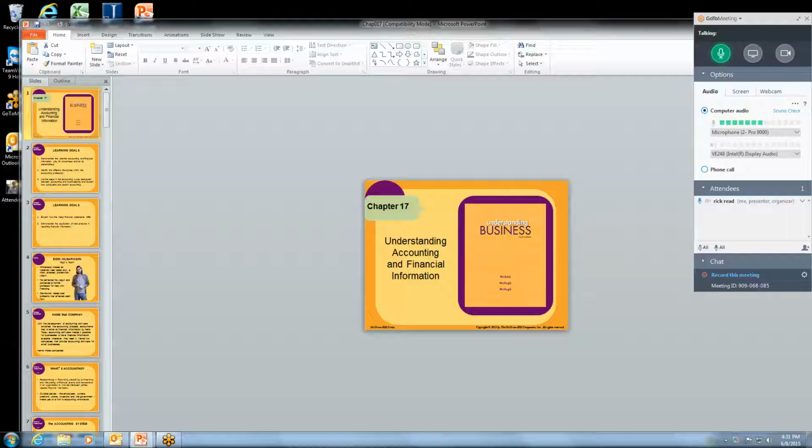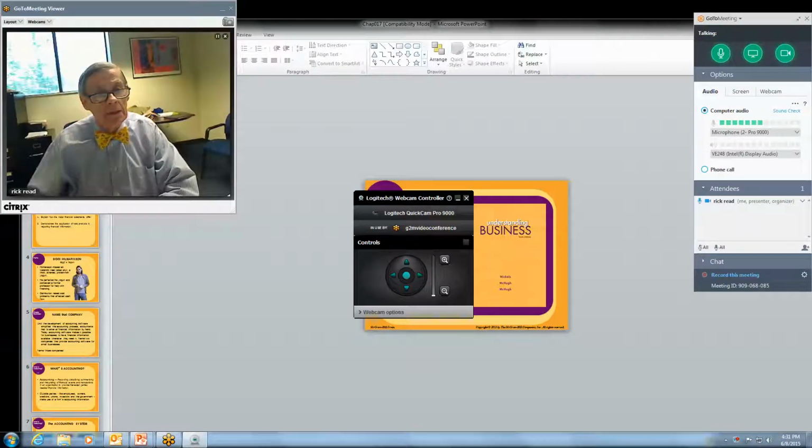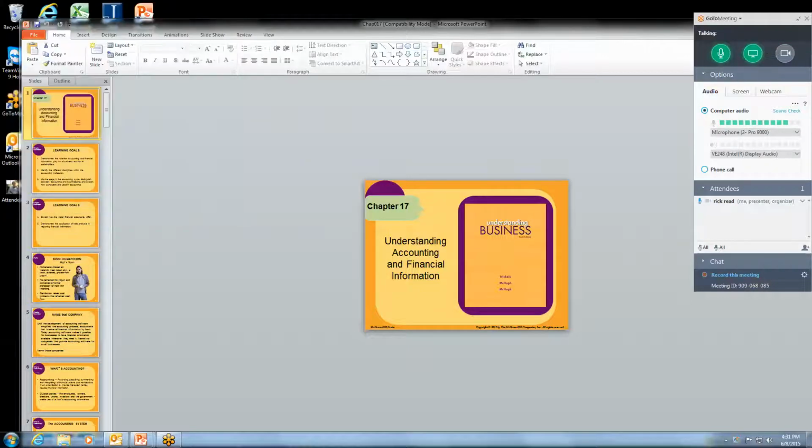Chapter 17, as you can see on the screen now, which is understanding accounting and financial information. And when we're through with that chapter, then we will move to chapter 18, financial management, sometimes known as managerial finance. So let's look at our learning objectives for this chapter.